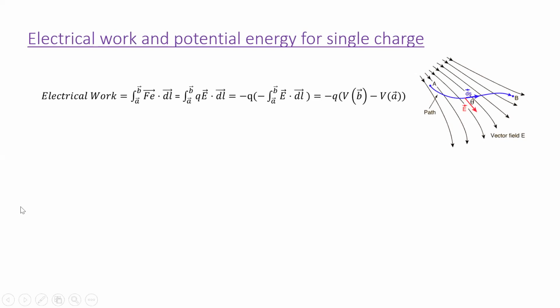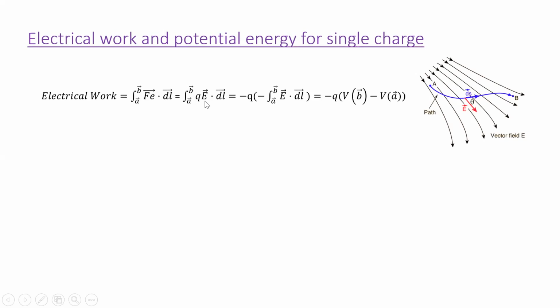remember that work, any kind of work, is the line integral of the force. So the electrical work would be the line integral of the electrical force, Fe, from point A to point B in an electric field E. And then the electrical force is equal to the charge which is present times the electric field.